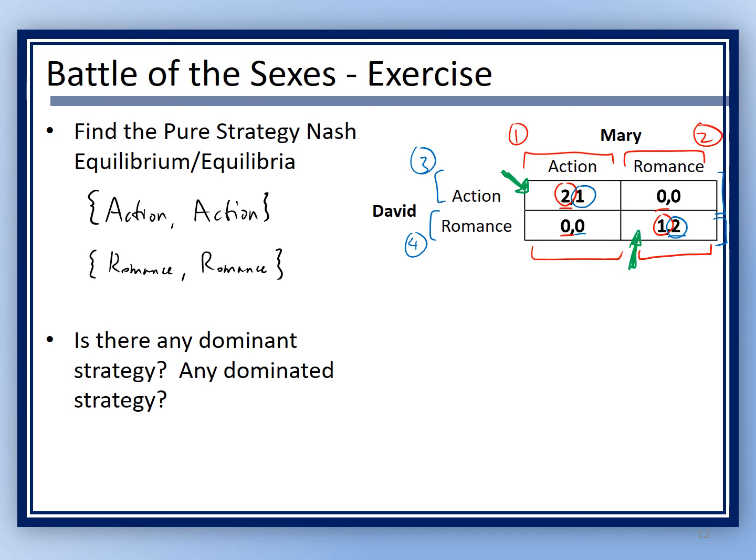Is there any dominant strategy or dominated strategy? Is there a movie that a player would never choose? If you look at this case, David would go to the action movie if Mary goes to the action movie. David would go to the romance movie if Mary goes to the romance movie, and vice versa. So there's no dominant strategy and no dominated strategy.